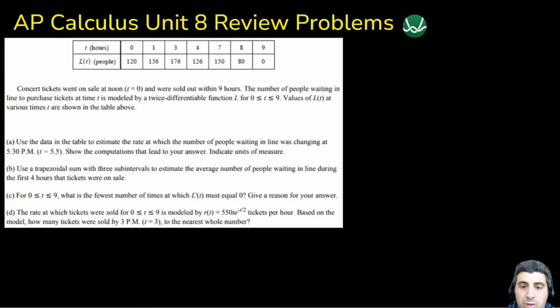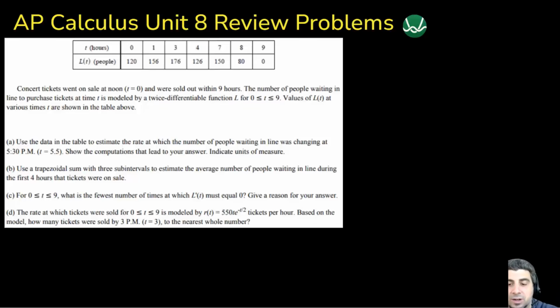So a couple things to note, there are units. It says the function L is twice differentiable. That's going to come up later. And we have t values in the table where t equals 0 corresponds to noon. So part A, we want to use the data in the table to estimate the rate at which the number of people waiting in line was changing at 5:30, which is t equals 5.5. Show the computations that lead to your answer.